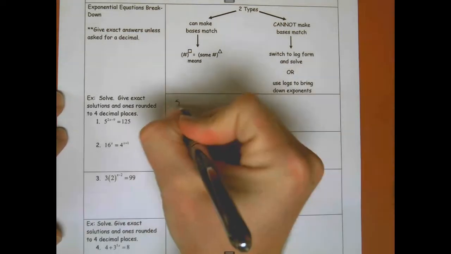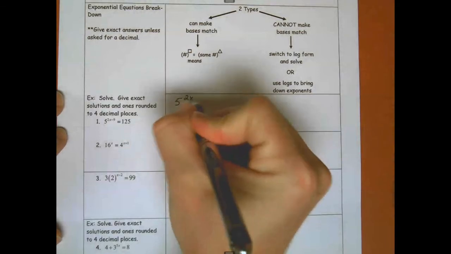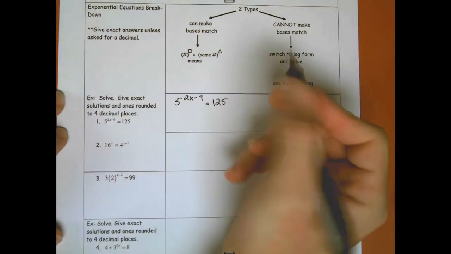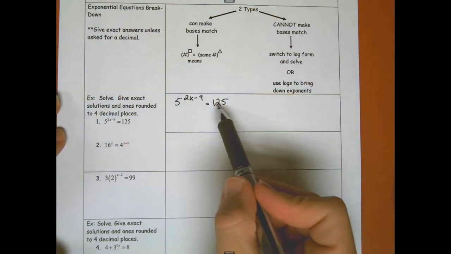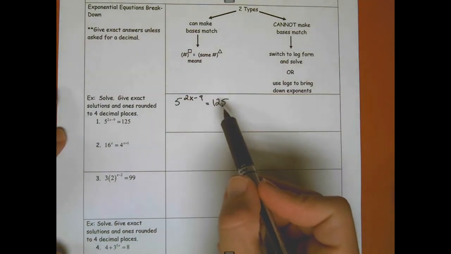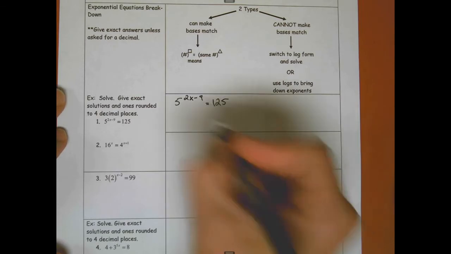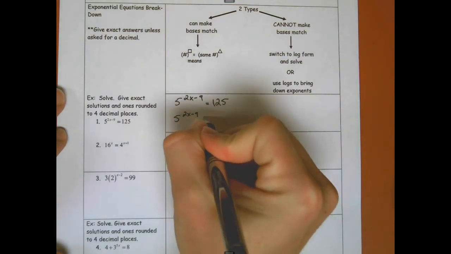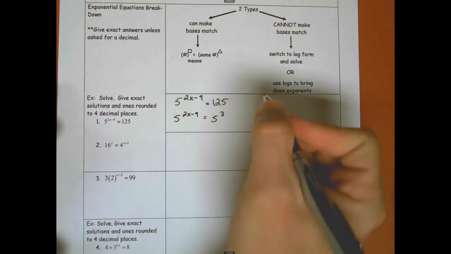I'm just going to rewrite this here because these exponents are a little bit small. And you can recognize, or if you don't, you might be able to recognize that 125 is 5 cubed. You can check that in your calculator if you want. So we can just rewrite this as 5 to the 2x minus 9 is equal to 5 cubed.